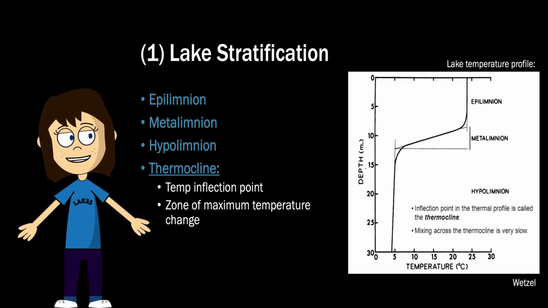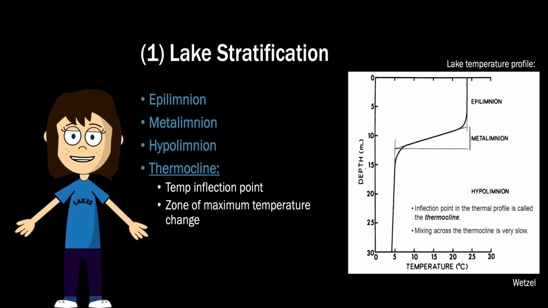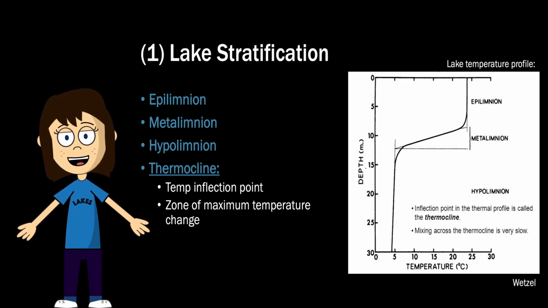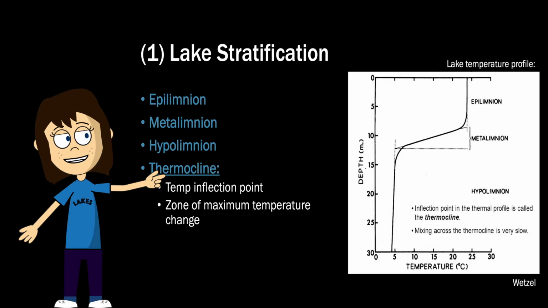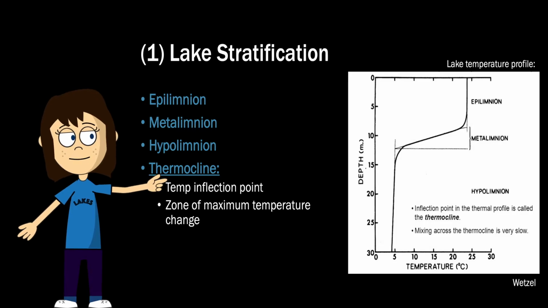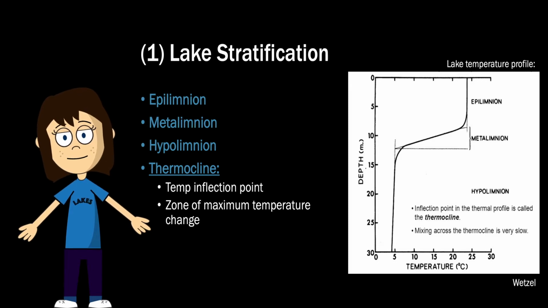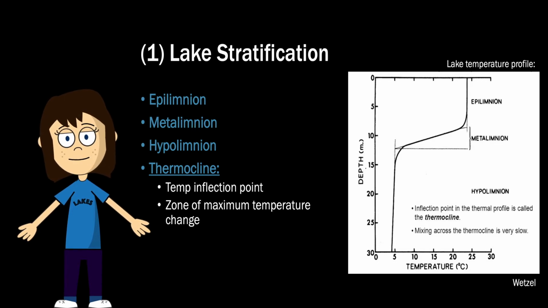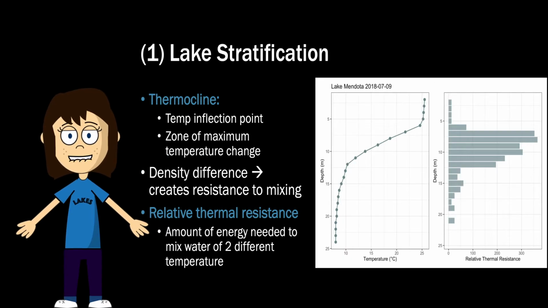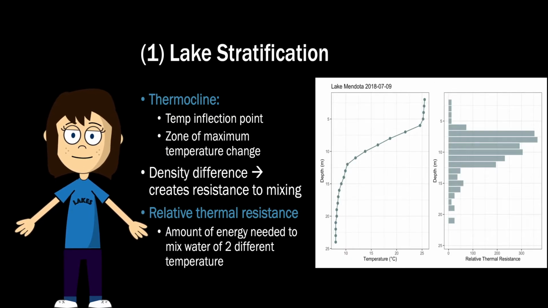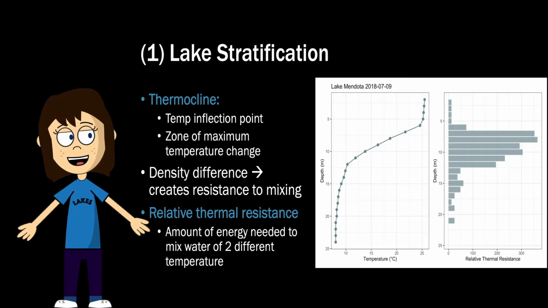The depth of maximum temperature change we refer to as the thermocline. The thermocline is calculated as the inflection point in the thermal profile. And so while the metalimnion covers a range of depths, the thermocline is found at one specific depth. And this is important because the thermocline is the depth at which we find the highest relative thermal resistance, or the amount of energy needed to mix water of 2 different water temperatures.